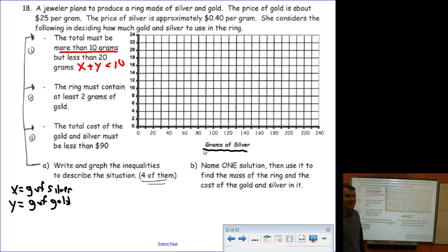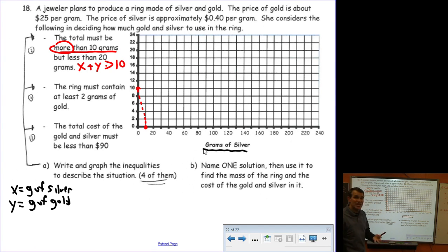When I graph that, I would go ahead and use the x and y intercepts. That has an x-intercept of 10, which is right there. It has a y-intercept of 10, which is right there. And if I connect those, it's going to be a dashed line because it's just less than. And there's that line. Now I'd want to decide which side to shade of that line. So, I made a mistake already. I'm so sorry. I need it to be more than 10 grams, so it's going to be greater than 10.